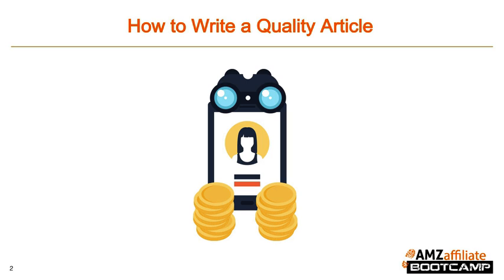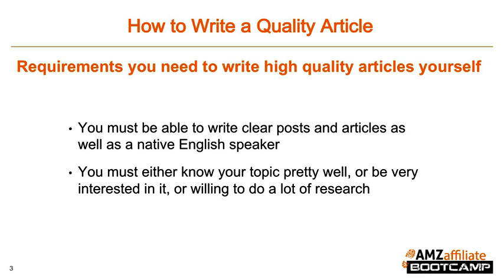And even if you do, this lesson is still important because you'll want to understand the foundation of a quality article. So let's quickly review the requirements that you need to have to be able to write articles yourself. Number 1, you must be able to write clear posts and articles as a native English speaker. Number 2, you must either know your topic really well or be very interested in it and willing to do a lot of research. Now, if those don't sound like you, as you go through this lesson, think about it more as training about how to oversee your content writing team to help them do good content, which you'll be learning more about in the next lessons.